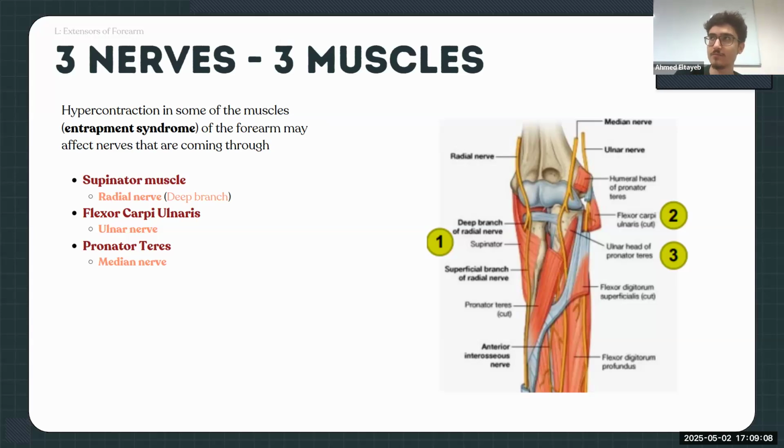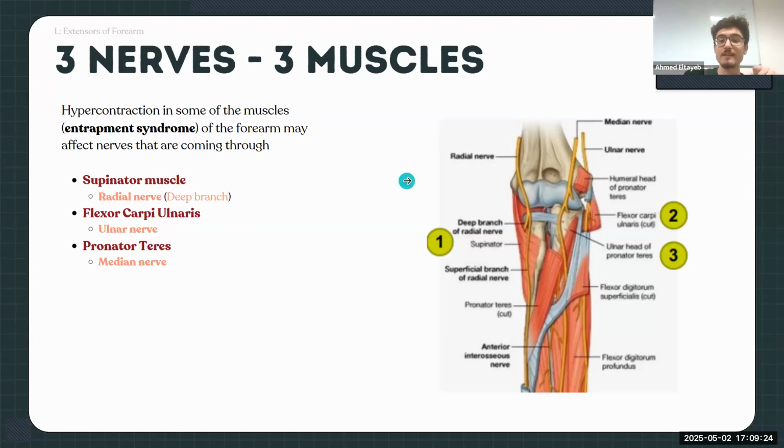So what are the 3 nerves that course through the forearm and then reach the hand? We have the radial nerve, ulnar nerve, and median nerve. The radial nerve will pierce through the supinator muscle. It supplies it, so it makes sense.